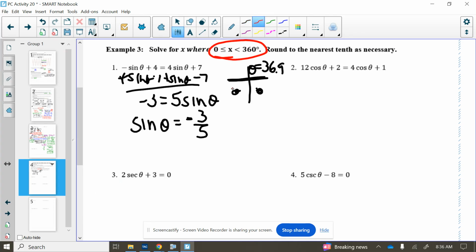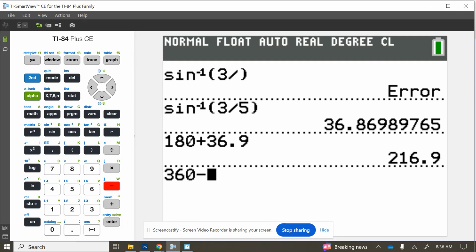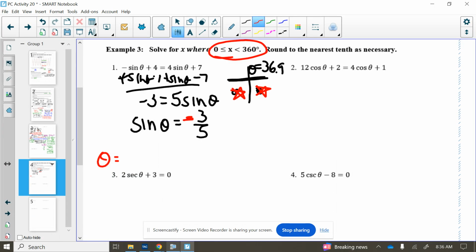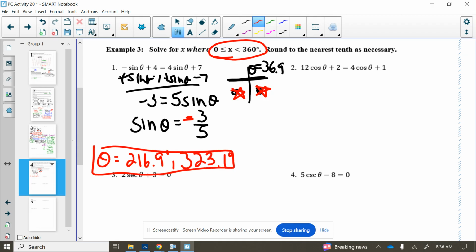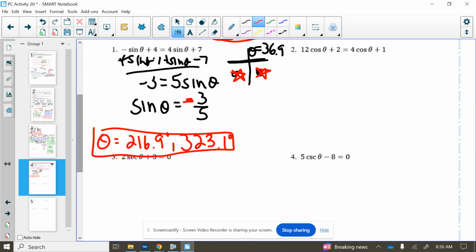But again, we know our two answers have to come from quadrants 3 and 4 where it's in fact negative. So for one of our answers, we're going to take 180 plus our reference angle of 36.9. And then our other answer comes from quadrant 4 where we take 360 minus that reference angle of 36.9. So our two answers are going to actually be 216.9 and 323.1 degrees. All right, the second one is dealing with a cosine, very similar to that. You try that one on your own.